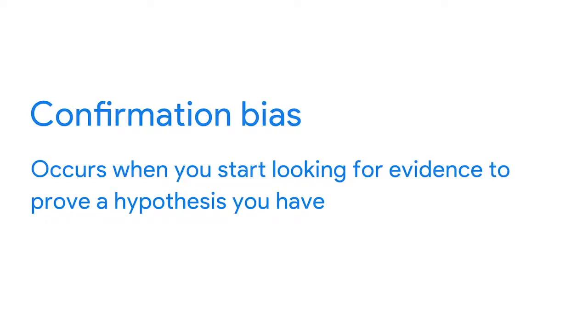The first kind of bias to be aware of is confirmation bias. This bias occurs when you start looking for evidence to prove a hypothesis you have. Because you think you already have the answer, you're drawn to information that confirms your beliefs and preconceptions. Let's say you have the preconception that left-handed people are more creative than right-handed people. As you research, you'll tend to gravitate towards evidence that supports this belief, and you'll use it to build your case, even though it's not necessarily true.